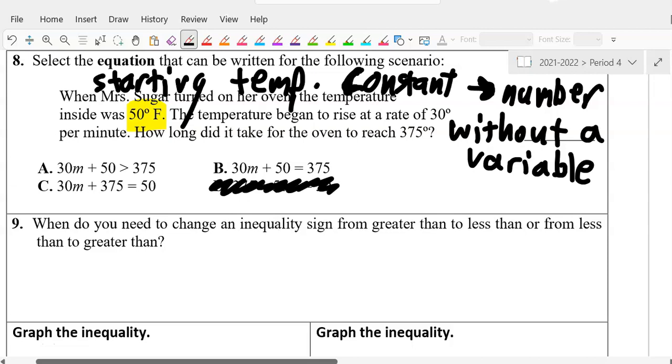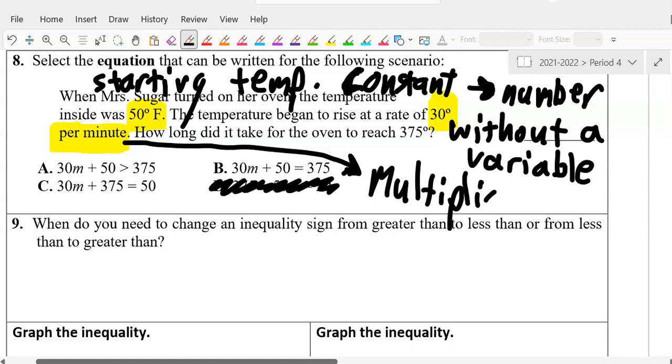Second sentence, the temperature began to rise at a rate of 30 degrees per minute. What does that tell us? Right, it tells us 30. That's correct. Because it's multiplication. Let's say it was 1 minute. How many degrees did it go in 1 minute? 1 times 30, right? What about 2 minutes? 60. What about 3 minutes? 90. So do you see how we're multiplying times the number of minutes? So that's why we're going to write down this little part right there means multiplication.